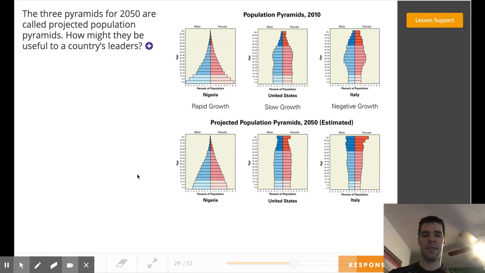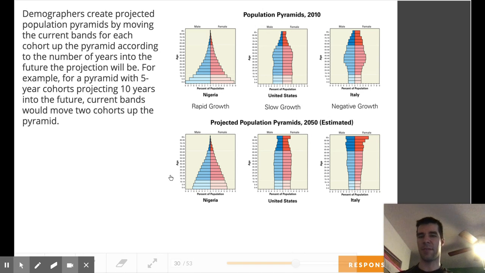Now, these are just projections. And going back to what we were talking about earlier, how are these useful for a country's leaders? Well, a projection would be useful to calculate maybe some long-term problems that countries' leaders may want to begin working on or get a jump start on, if in 50 years they're going to experience a significant decrease in their population, that sort of thing.